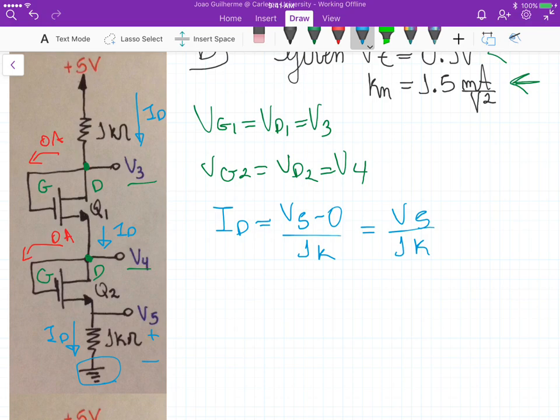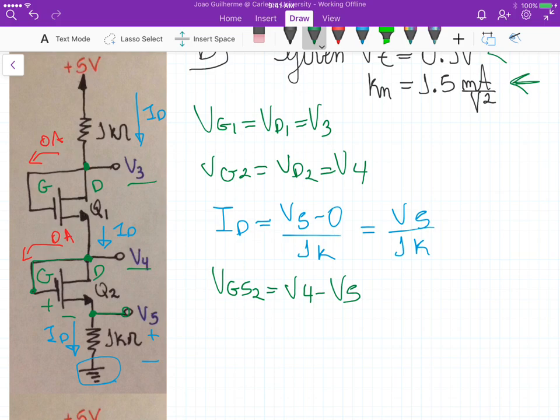Now we can write an equation again for VGS2. VGS2 equals V4 minus V5, right? Because it's this potential difference here. So exactly here we have V4, and exactly here we have V5. So that's an equation: VGS2 is equal to V4 minus V5.